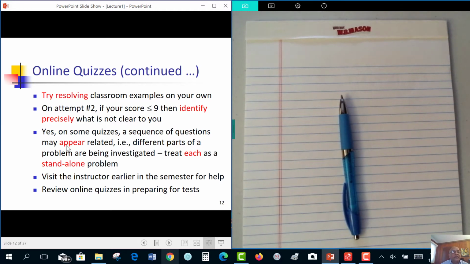In student surveys, I've had one of these issues. On some quizzes, you'll find a sequence of questions that appear related. Yes, they are related in the sense they are different parts of one problem that you are investigating. You can treat each of those problems as a standalone problem. So there is no reason why you need to think that they are related and complain when you don't score well. Visit me earlier in the semester if you are not understanding the material.